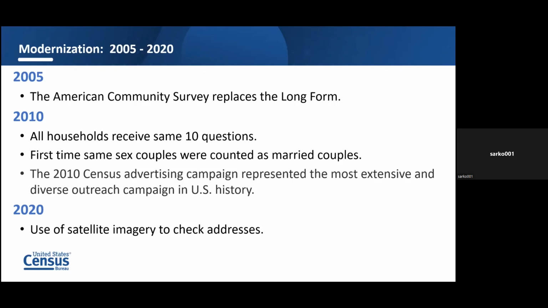The ACS allows communities to have ongoing information instead of having to wait 10 years. We know how fast things move. 10 years is too long. It's a completely different country, a completely different neighborhood. So ACS was rolled out in 2005.